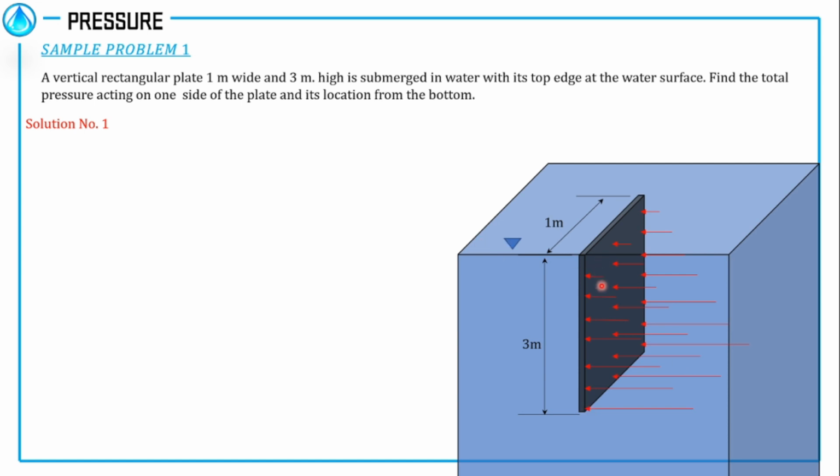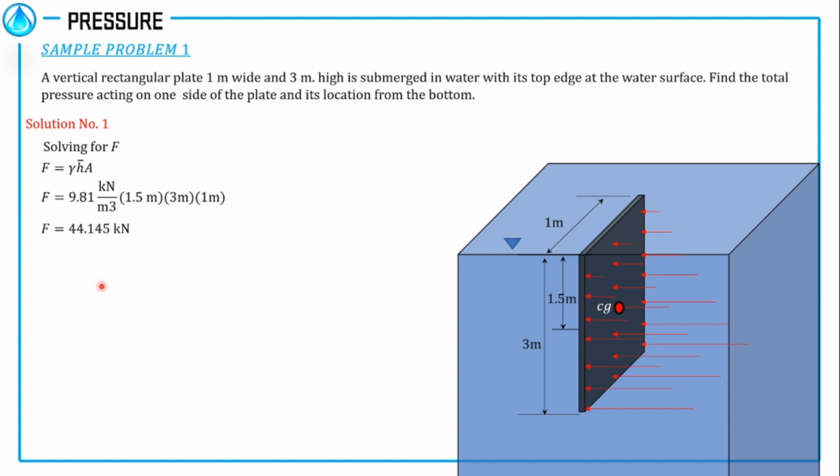To solve for the total pressure acting on this plate, we have this equation. Force is equal to gamma h bar A, wherein h bar is the distance of the centroid from the free surface, which is 1.5. Substituting that to our equation, we have 9.81 multiplied by 1.5 times the area, which is 3 times 1. We've used here 9.81 kilonewton per cubic meter because this is water and the unit weight of water is this one. Force now will be equal to 44.145 kilonewton.